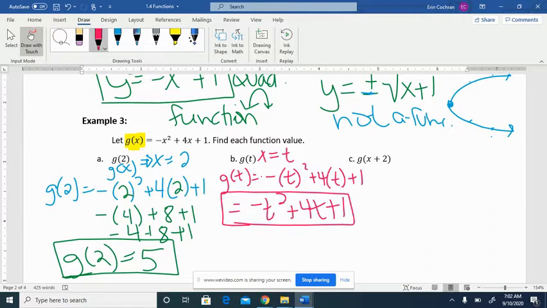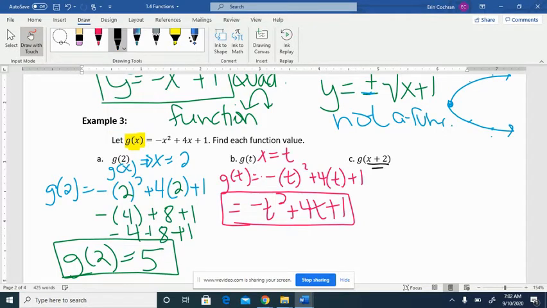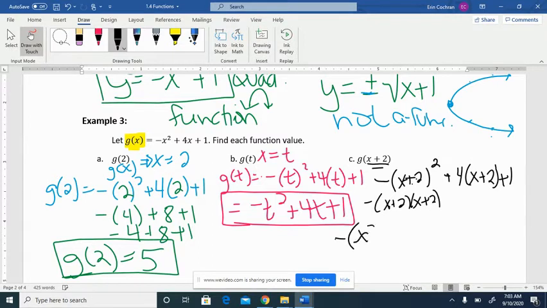Okay. And then the last one here, when x equals x plus 2. This one's a little bit more challenging. So we're plugging x plus 2 in for x. We have negative x plus 2 squared plus 4 times x plus 2 plus 1. So here, when we have x plus 2 squared, remember that's x plus 2 times x plus 2, and we actually have to FOIL that. Okay, so we get x squared plus 2x plus 2x, which is 4x, plus 4. Then here we're going to distribute. So we get 4x plus 8 plus 1.